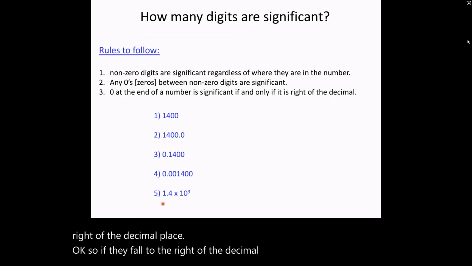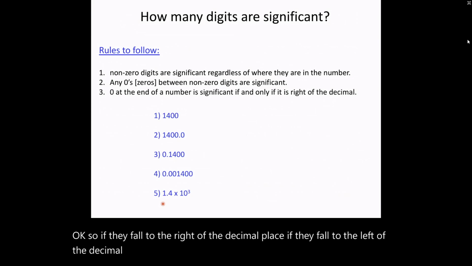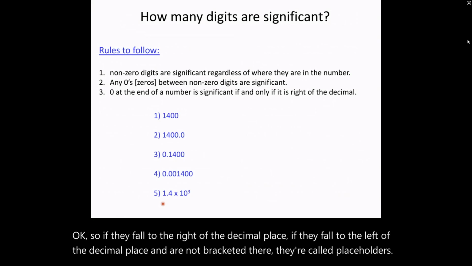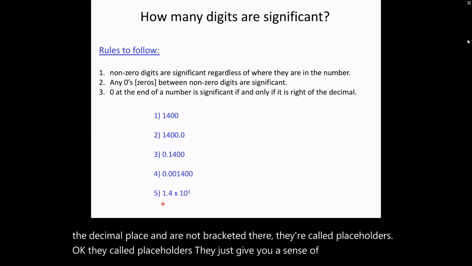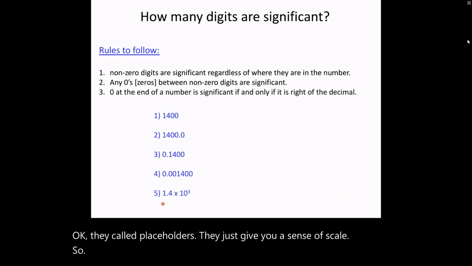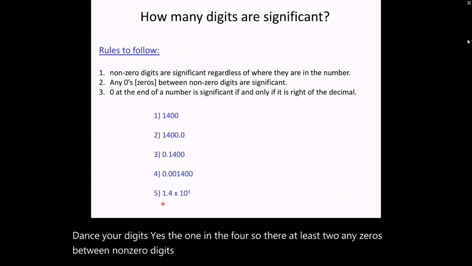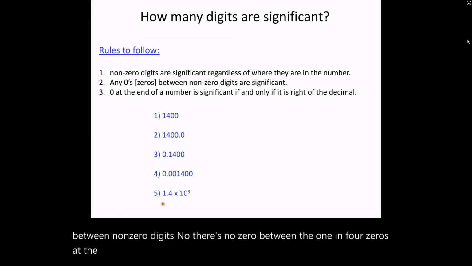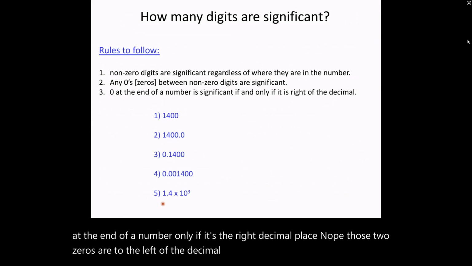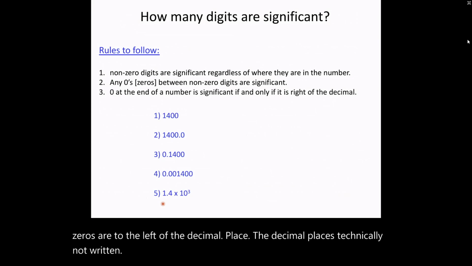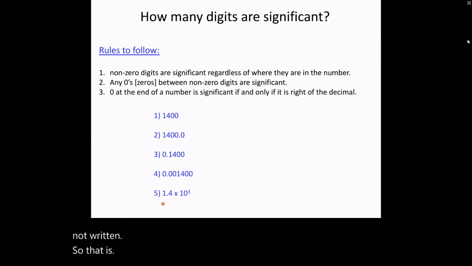If they fall to the left of the decimal place and are not bracketed, they're called placeholders. Okay, they're called placeholders. They just give you a sense of scale. So number one there, 1400. Non-zero digits, yes, the 1 and the 4, so they're at least 2. Any zeros between non-zero digits? No, there's no zero between the 1 and the 4. Zeros at the end of a number, only if it's to the right of the decimal place? Nope. Those 2 zeros are to the left of the decimal place. The decimal place is technically not written, so that is 2 significant digits.